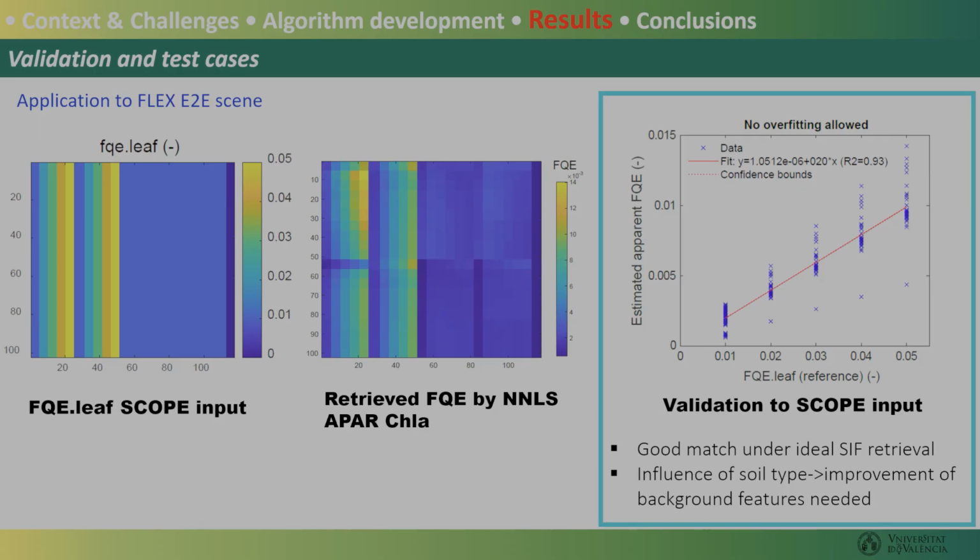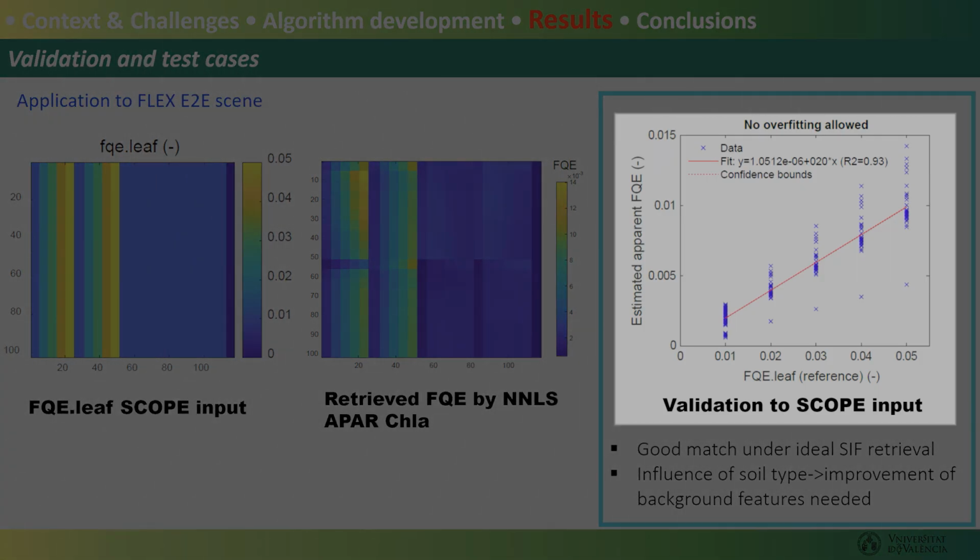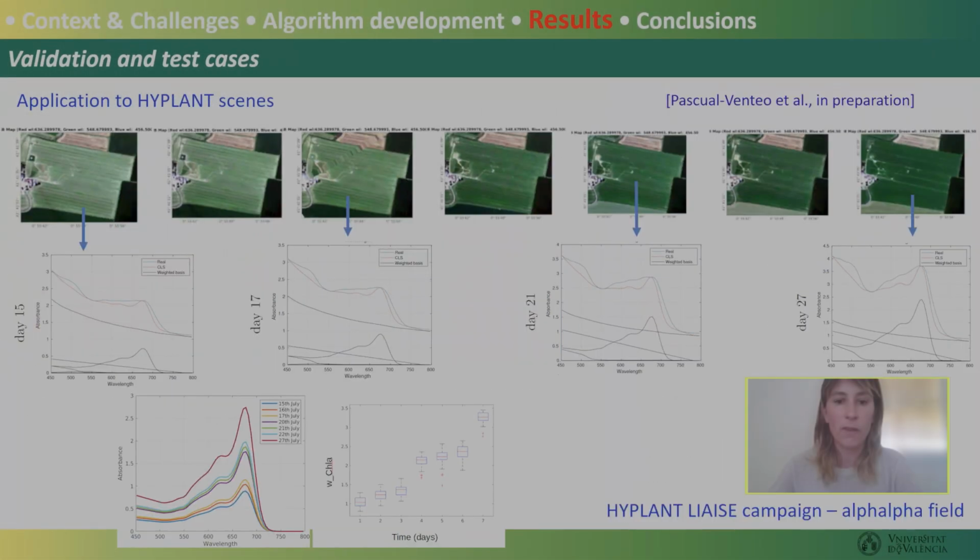This is basically the input from SCOPE, and this is what we have been retrieving through our fitting. And here on the right, you see the validation. So we have quite good results with that. Only the below line of poorly fitted ones is due to some very low LAI values. So in this version of the code, we were not able to properly account for soil spectra, which has to be improved.